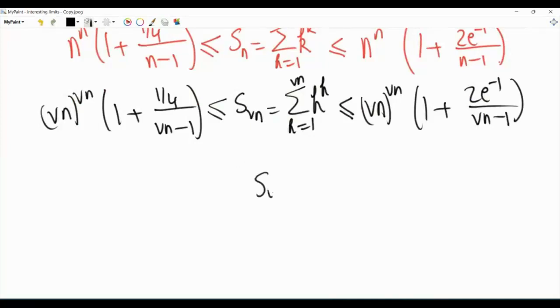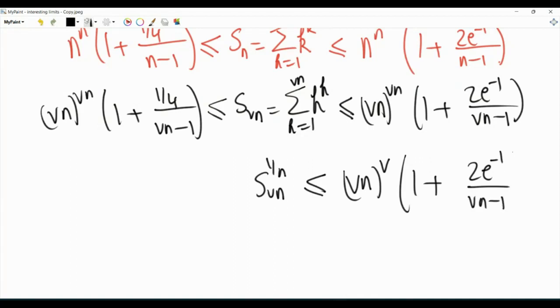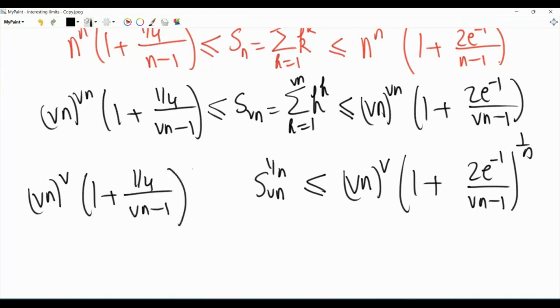Then we need the nth root of Svn. And so we need to raise the terms here to the power 1 over n, Vn to the power v. Then we have 1 plus 2e minus 1, Vn minus 1 to the power 1 over n. And on the left-hand side, we also have Vn to the power v times 1 plus 1/4 over Vn minus 1 to the power 1 over n.